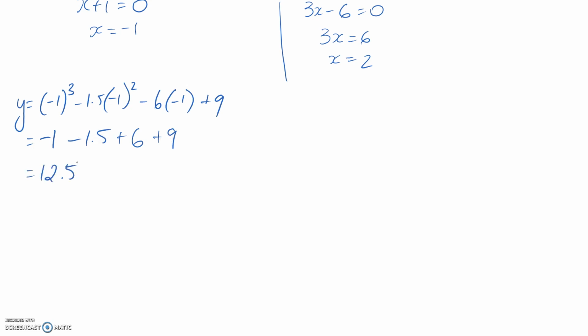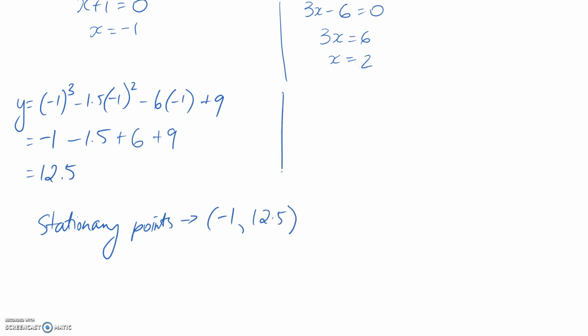All right, so that means that the coordinate of one of our stationary points is (-1, 12.5). All right, so let's go through and repeat for x is equal to 2. So substituting into that equation for y.